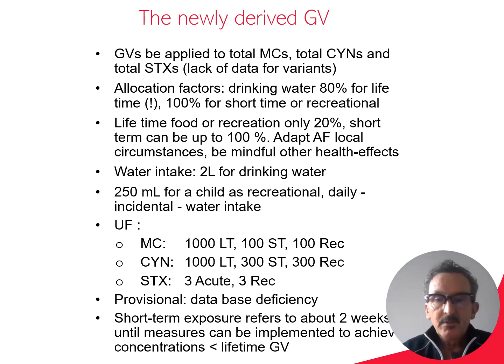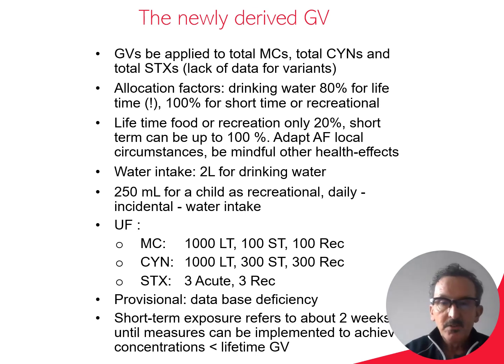So the newly derived guideline values you can find in the book. Guideline values are applied to total microcystins, total cylindrospermopsins, and cyanotoxins. Allocation factors typically taken: 80% for lifetime exposure to drinking water, 100% for short-term exposure or recreational exposure. So the allocation factor depends on local settings and depending on the activity, and you need to be aware of that if you develop local guidelines.